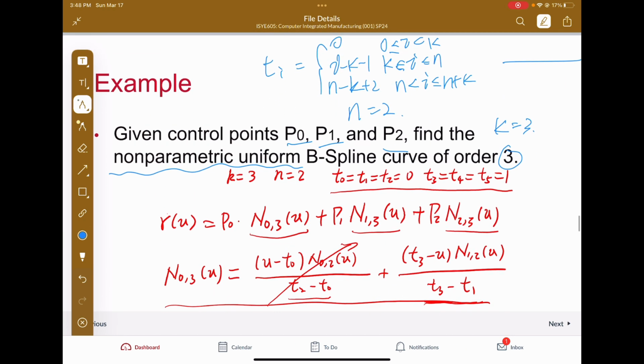Okay, based on these equations, we can calculate it. So n equal to 3, and k is 3, n is 2. So we will have i smaller than 3, larger than 0 will be 0. Which means T0 equal to T1 equal to T2 equal to 0, right? And we have n equal to 2, 5. So that means T3 equals T4 equals T5 equal to 1.